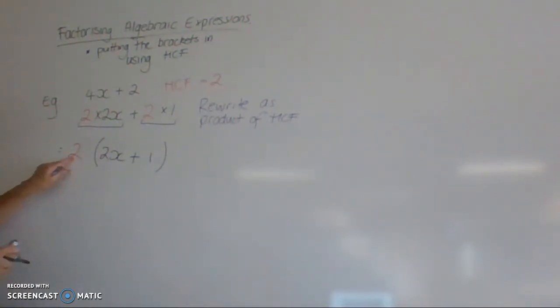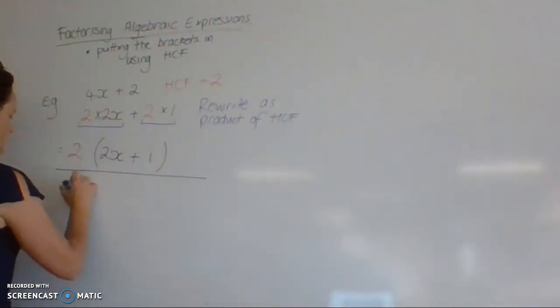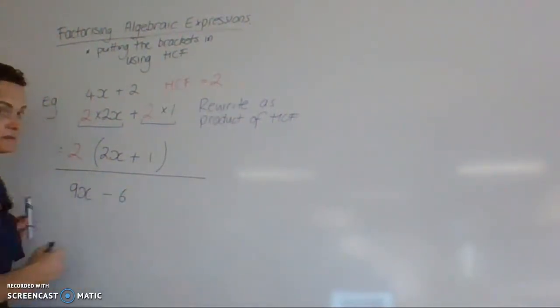So if you were to expand this, the 2 multiplies everything inside. So 2 times 2x is 4x. 2 times 1 is 2. So that gets your expression up there. Okay, so let's do another one now. Let's do a subtraction one. So let's say we have 9x subtract 6.